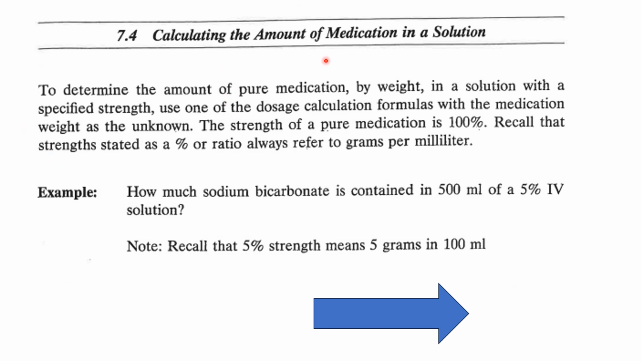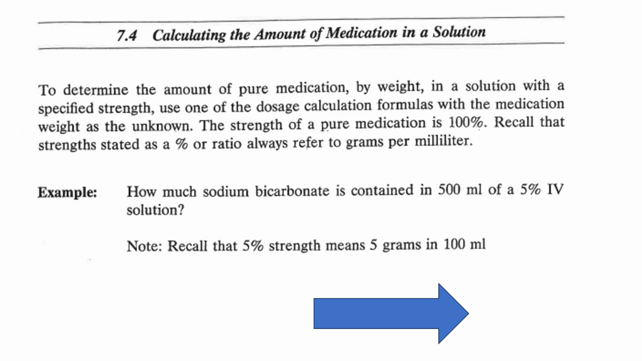Sometimes you are calculating the amount of medication in a solution. To determine the amount of pure medication by weight in a solution with a specified strength, you will use dimensional analysis. And so the strength of pure medication is 100%, and the strengths are stated as a percentage or a ratio. And when you use a ratio, that always refers to grams per milliliter. So there is an example given in your book: how much sodium bicarbonate is contained in 500 milliliters of a 5% solution? Give this a go.